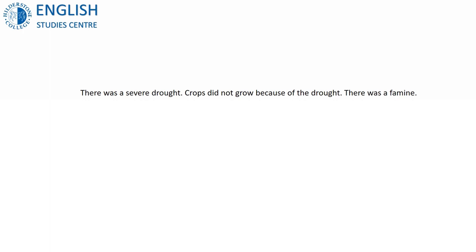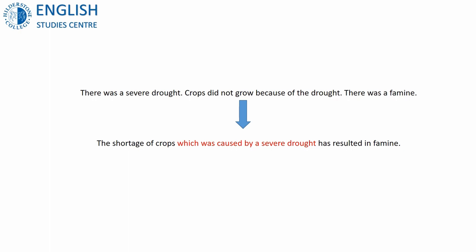And you already know that, I know. So I'm sure you would be more likely to write a sentence like our first rewrite here. The shortage of crops, which was caused by a severe drought, has resulted in famine. So you can see we have got a sandwiching technique going on here. The shortage of crops has resulted in famine. That's a complete sentence by itself.